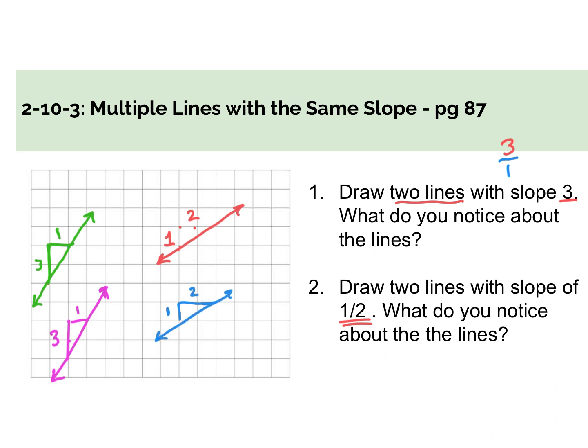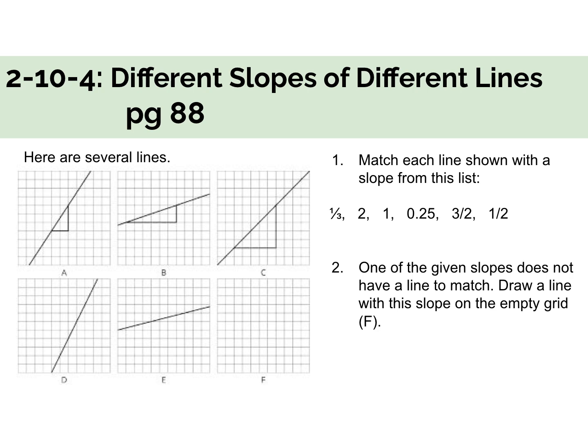And again, if I look at these two lines, they are exactly the same. All right, so let's look at page 88. It says, here are several lines, and it says match the lines shown with the slope. So I have 1/2, I have 2, so remember 2 is the same as 2 over 1. I have 1, that's the same as 1 over 1.